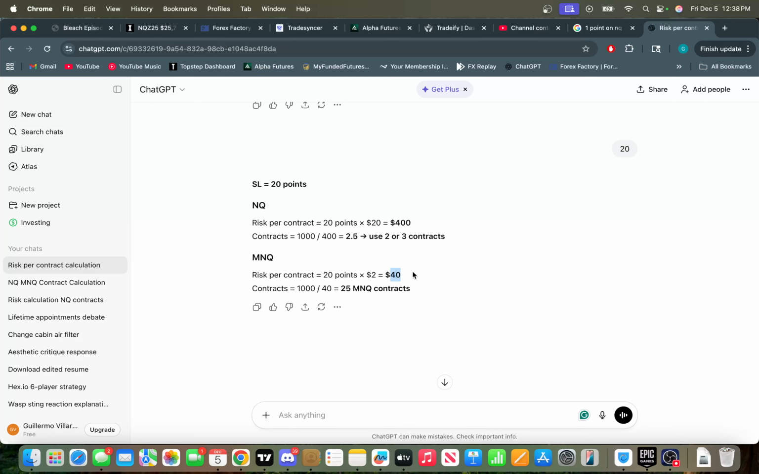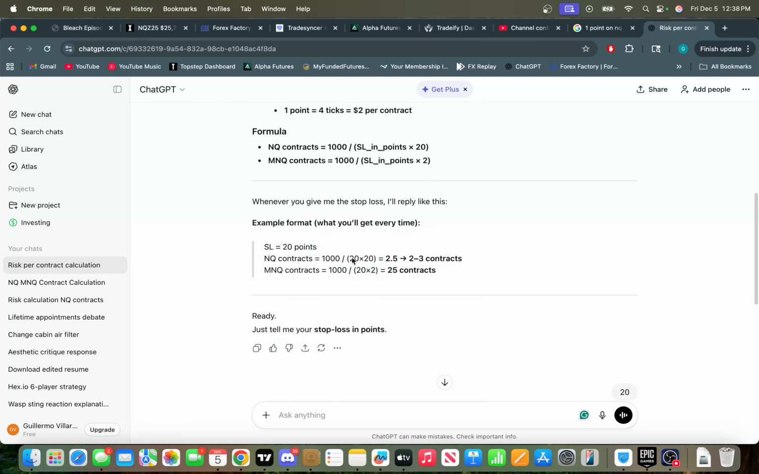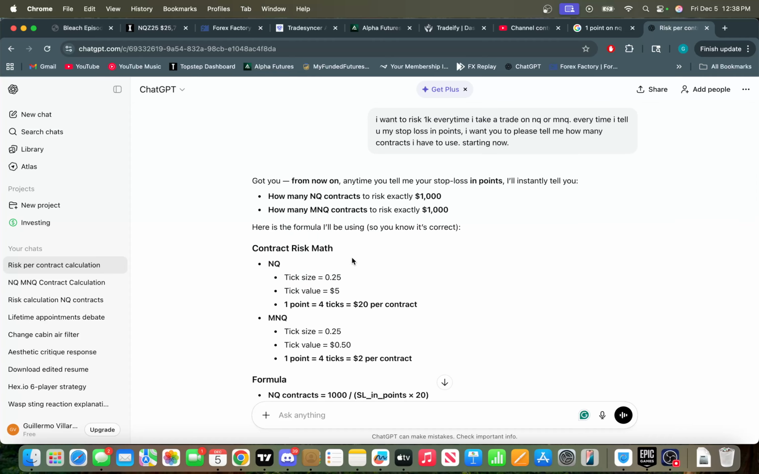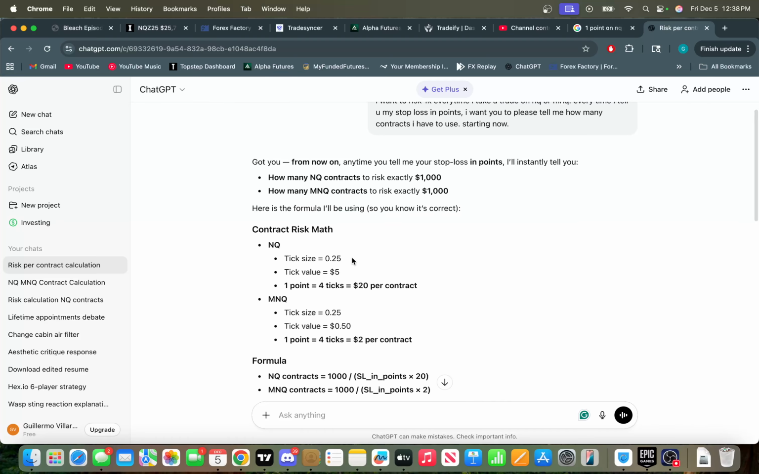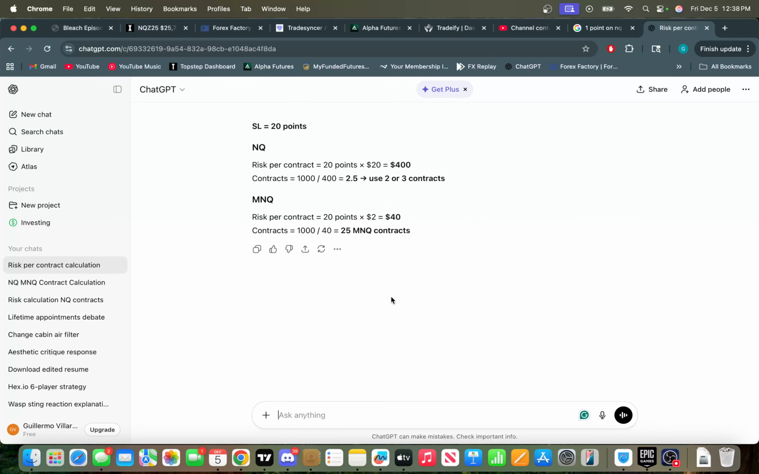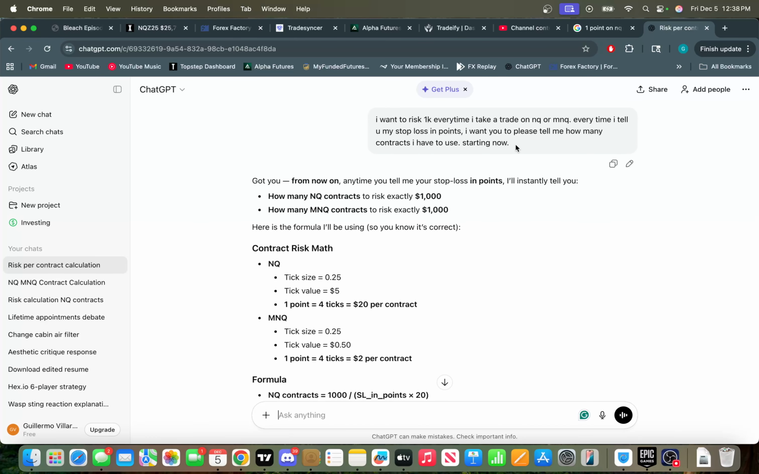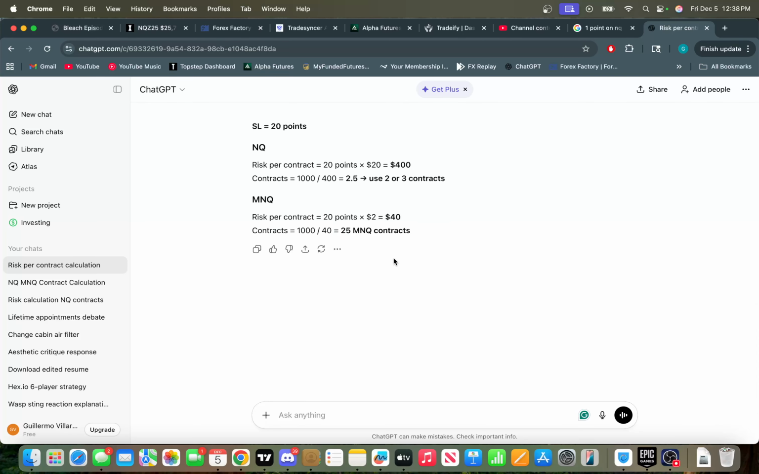So this is the best way to get it done. And if you ever want to change the risk, like be like, I want to risk 1,500, just say this exact prompt and then put in 1.5K. So yeah, this is the best way to do it.